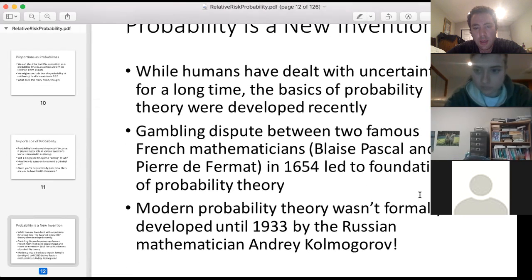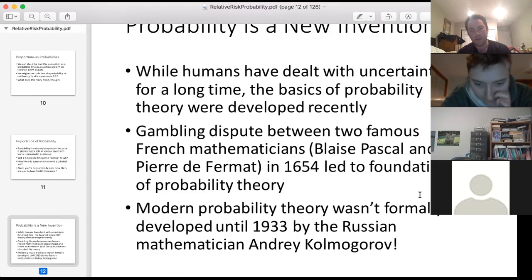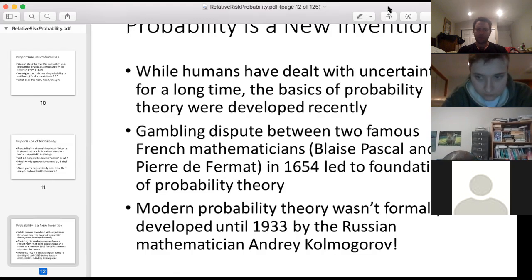And basically here we're giving you some introduction into probability as a theory, as a discipline, which has been discovered hundreds of years ago. And so it was discovered in 1654 by two famous French mathematicians. And it was basically discovered over a dispute in gambling.